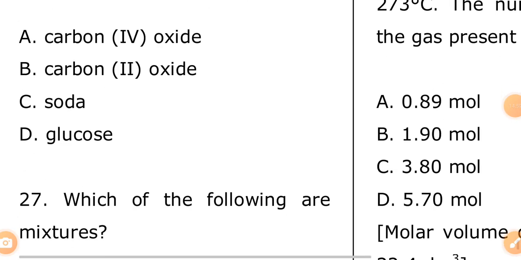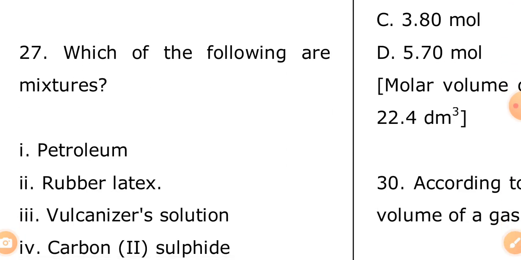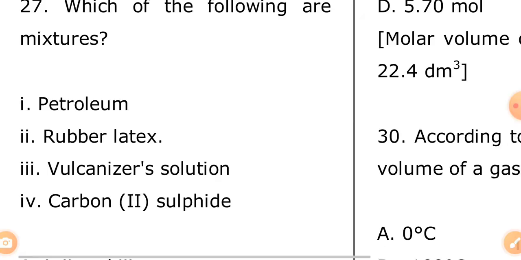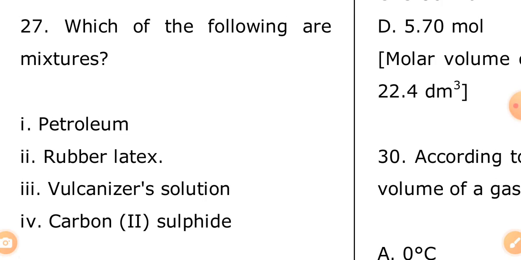Let's look at question 27. Which of the following is a mixture? A. Petroleum. B. Rubber latex. C. Vulcanizer solution. D. Carbon 2 sulfide. I won't answer this question 27. Tell me in the comment section. Tell me the answer.